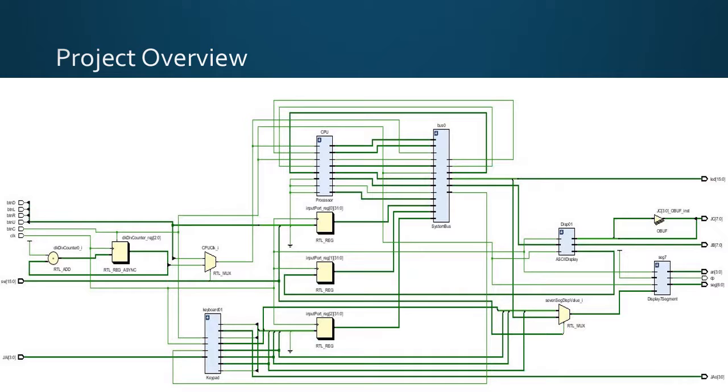This screen shows a high-level overview of the project generated by Xilinx Vivado. The inputs are shown on the left and the outputs on the right. The CPU module is the heart of the project. One thing I'd like to note is that the only outside connections that it has are to the clock or reset, which is labeled button C, and to the bus. All I/O goes through the bus module.